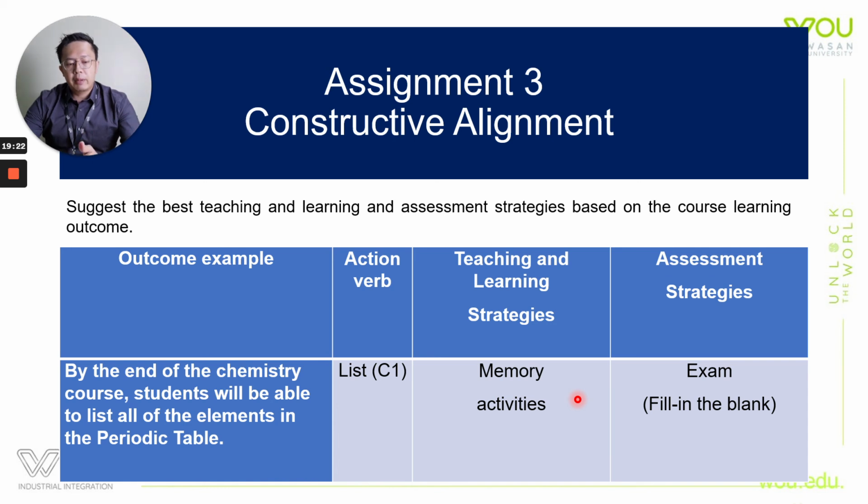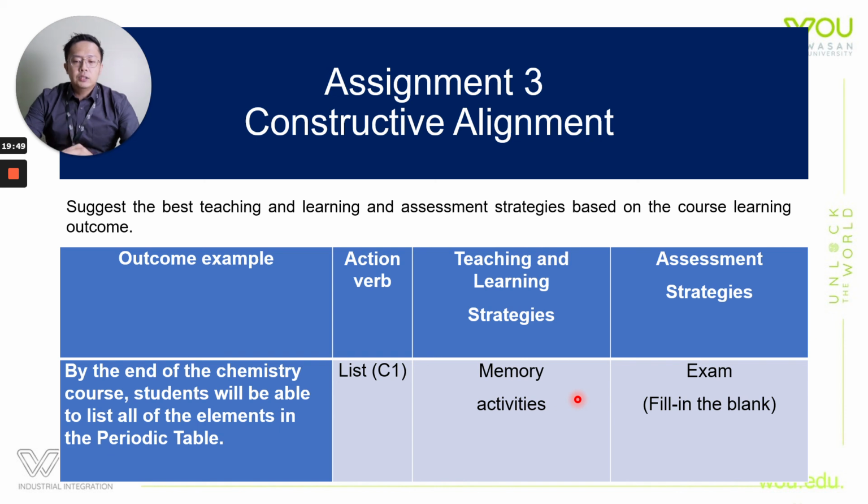Because your learning outcome is list, C1. C1 means remember. So you just want the students to remember, without knowing the characteristics or attributes of each element. You just want them to know the position of each element in the periodic table. So memory activities could be a good teaching and learning strategy compared to purely lecturing. You have some games inside, and that helps them remember better.